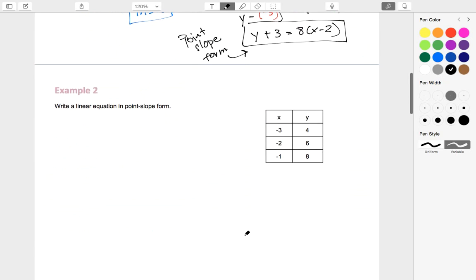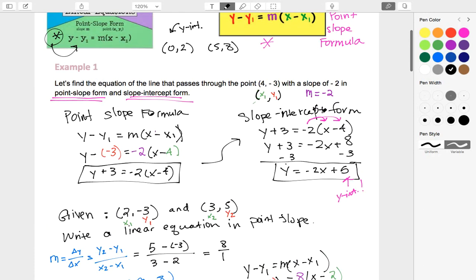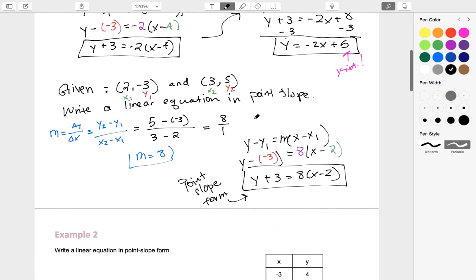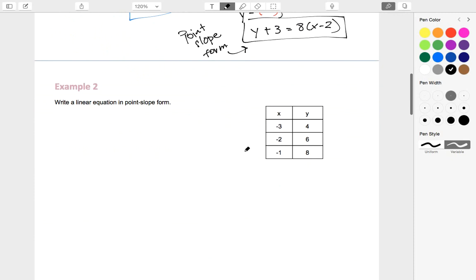Great. All right, so we're going to move on to example 2, where this time we weren't given the slope or a point, or even just 2 points. This time we were just given a table, right? So here we want to write a linear equation in point slope form. Okay, and then I want you all to add in here and find the y-intercept. Okay, and the reason why is so that way we can start seeing the connection of how we can change point slope form to slope intercept form.